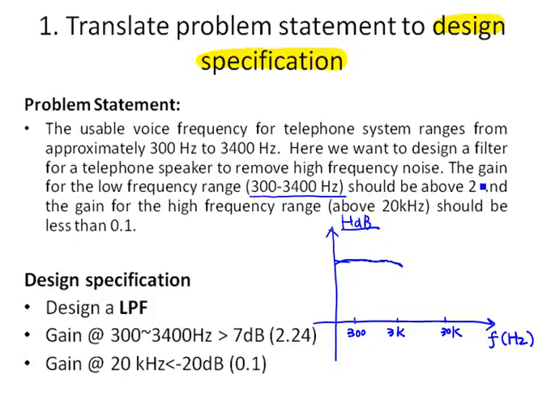So here we can plot the gain of the circuit as decibel. So we can set the passband gain as 10 decibel. So 10 decibel is equal to 3.16. That's above 2. And if it's 7 decibel, it is equal to 2.24.